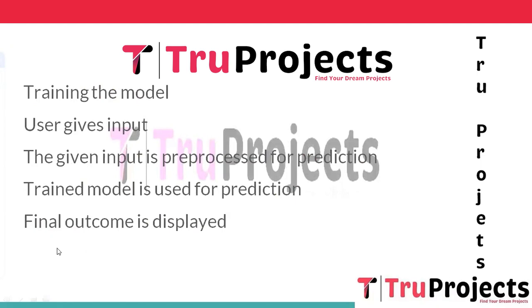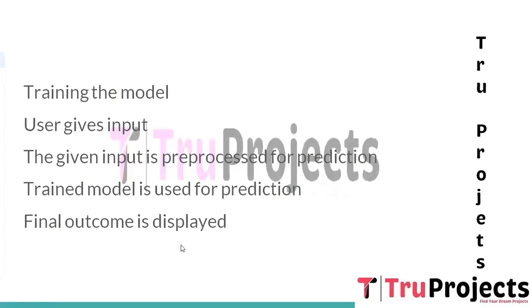And the last step is the final outcome is displayed. The prediction outcome indicating the detected cotton leaf disease or pest is displayed to the user through the Flask web application. The user can see the model's classification result, providing valuable insight into the health status of the cotton plant. This information can be crucial for farmers and agriculture experts to take timely and appropriate measures to mitigate the impact of the disease on the cotton crop.